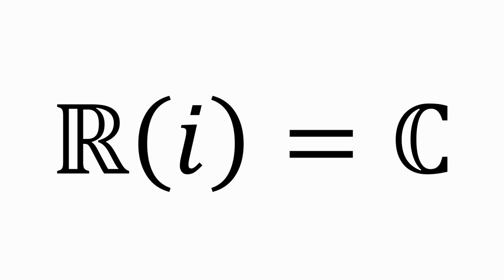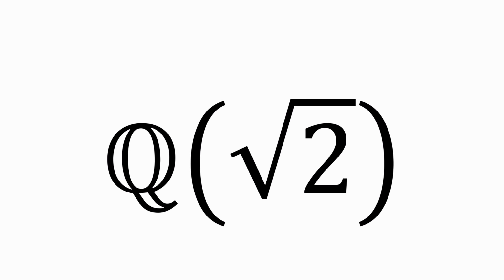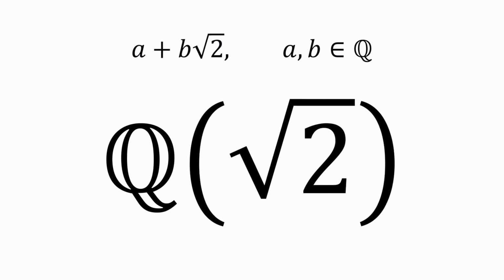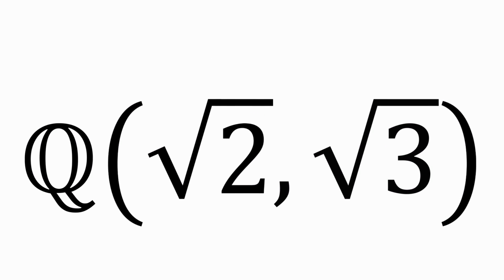We can adjoin things to other fields too. For example, Q adjoined root 2 is the set of numbers of the form a plus b root 2, where a and b are rational. We can also adjoin more than one thing. For example, can you guess what elements of this field would look like?